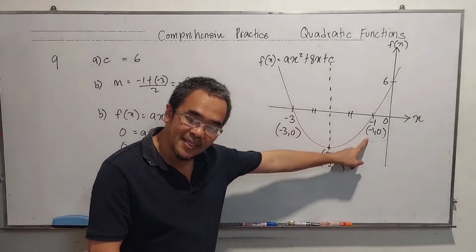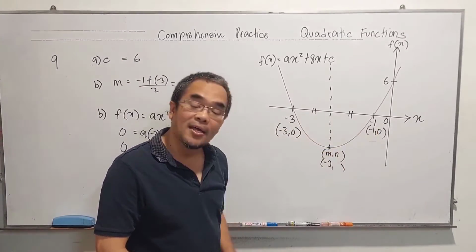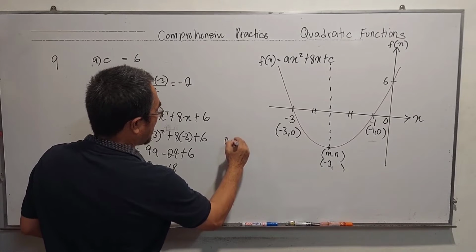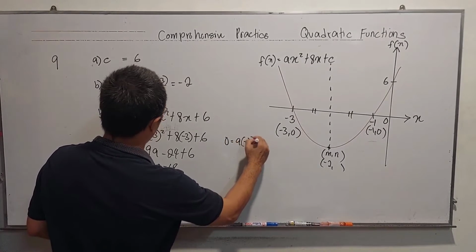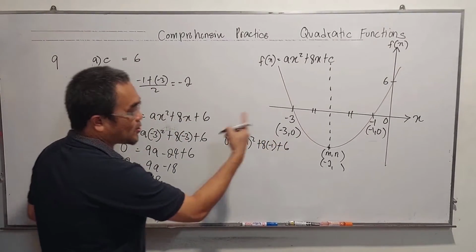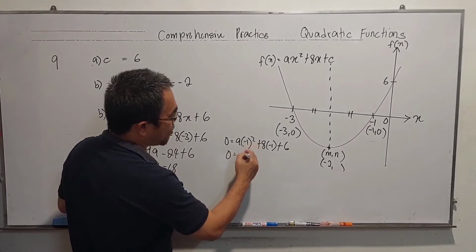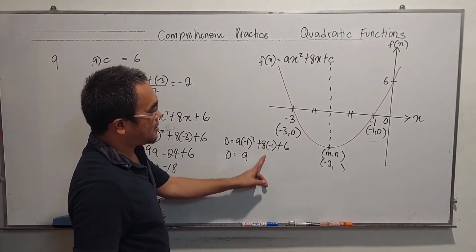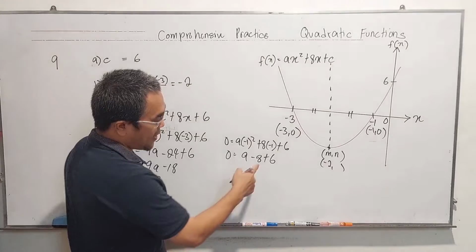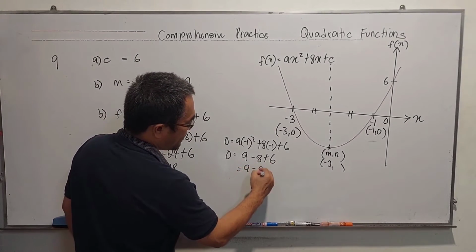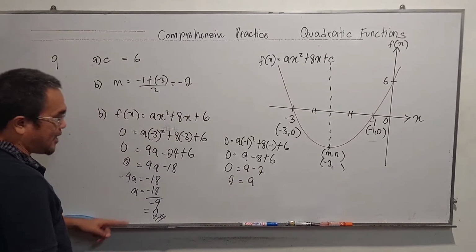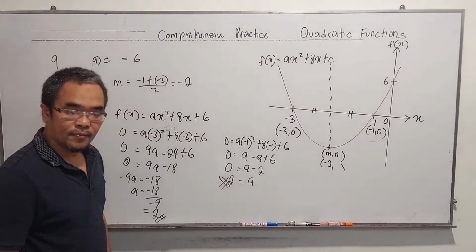What happens if I replace x as -1 and f(x) as 0? Let's do it together. So 0 equals a times -1 squared plus 8 times -1 plus 6. So -1 squared will be 1. So 0 equals 1a. 8 times -1 will be -8 plus 6. So -8 plus 6 will be -2. And then I move the -2 over. I'll still get a equals 2. Okay?